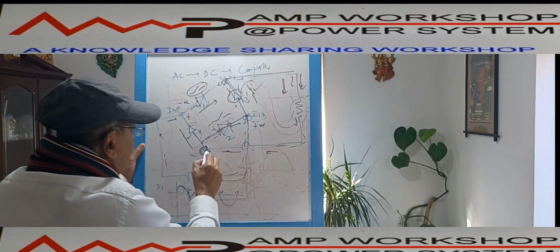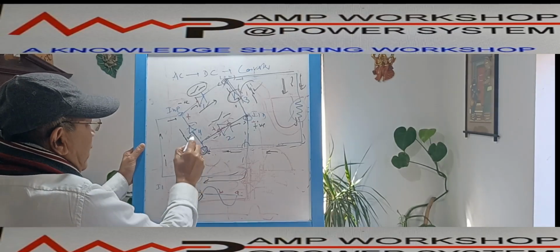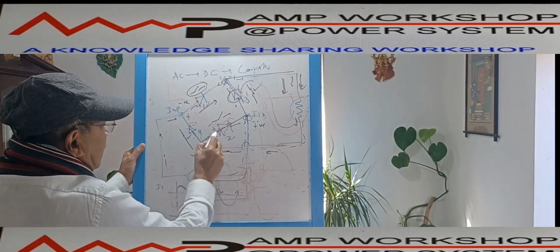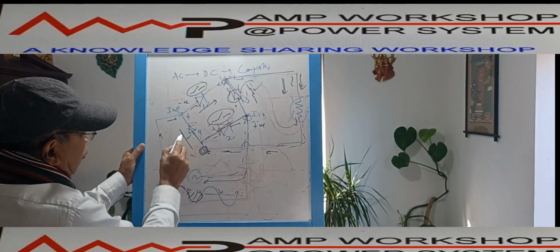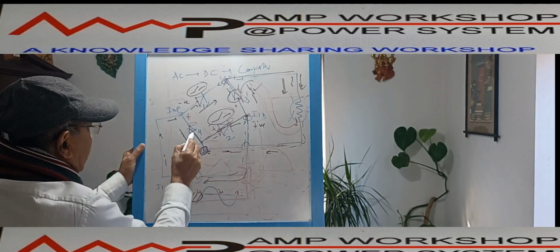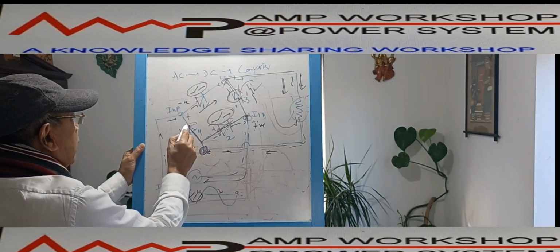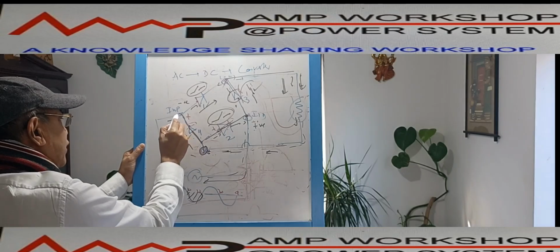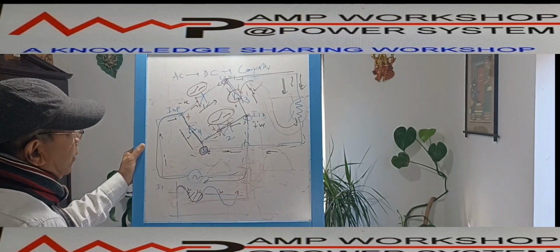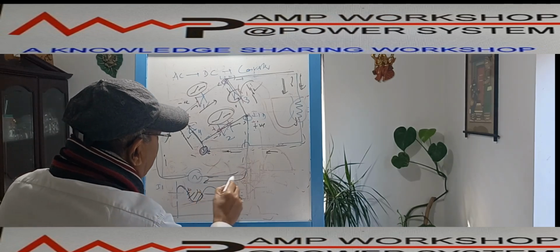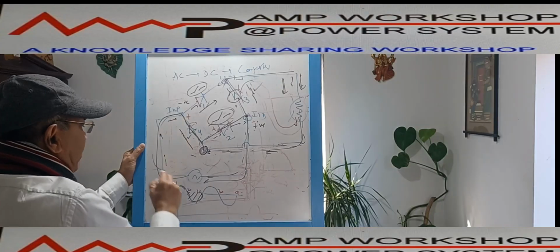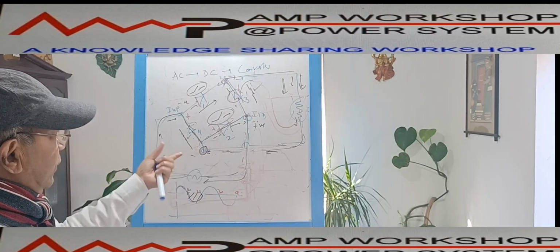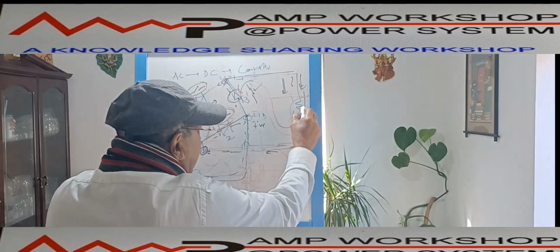Coming over here, it is reaching over here. After reaching over here, there are two paths. This is one path, this is one path. But this path is open now. So this path is closed, so current will come from here to here. Then through this, it will come back to the source. So it starts from here, goes through the load in the same direction, and comes back over here. So in both cases, what is happening? The current through the load is the same.